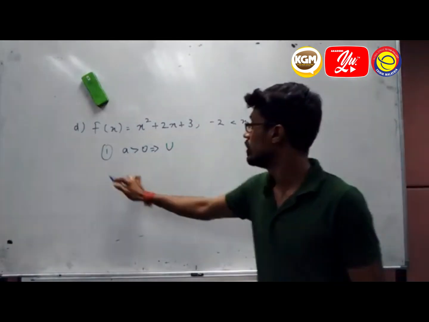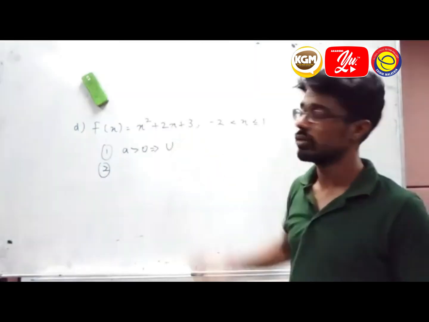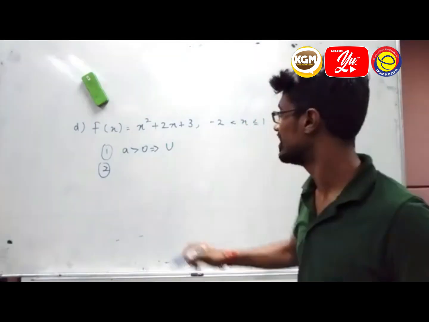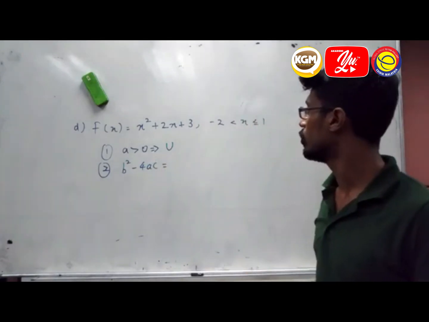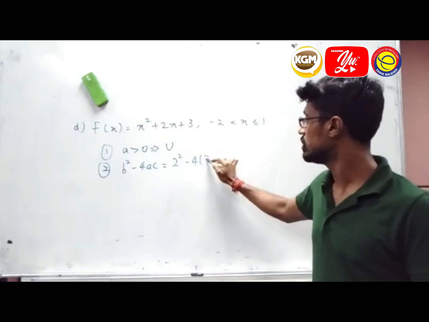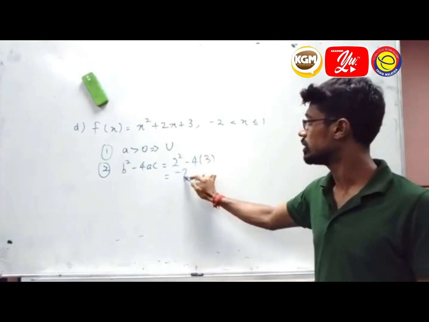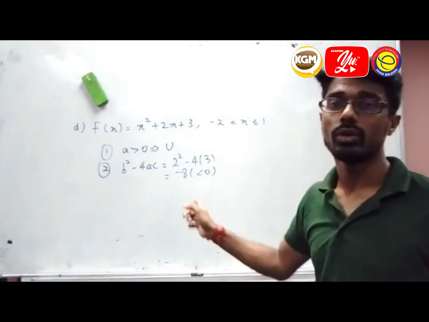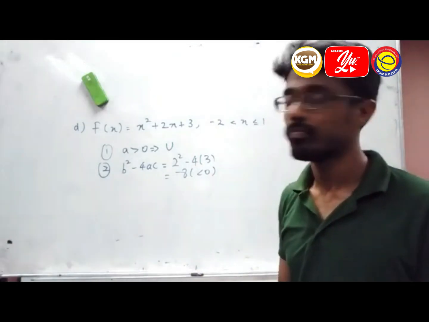That's number one. Number two, it is good that we see whether our graph is going to cut the x-axis or not. For this purpose, we can calculate the value of b squared minus 4ac. Here our value of b is 2. So 2 squared minus 4, a is 1, c is 3. So I'm just going to ignore the 1. This is going to be 4 minus 12, so negative 8, which is less than 0, i.e. no root. So it's not going to cut the x-axis. So we don't have to find the x-intercept.